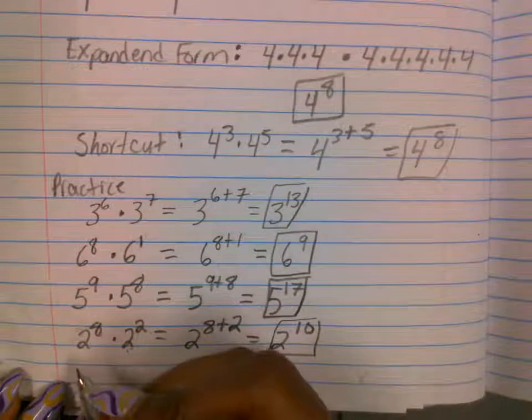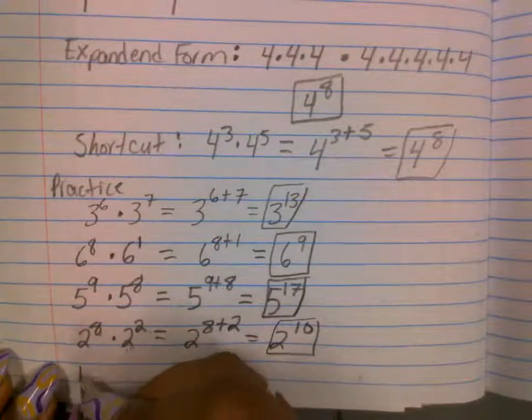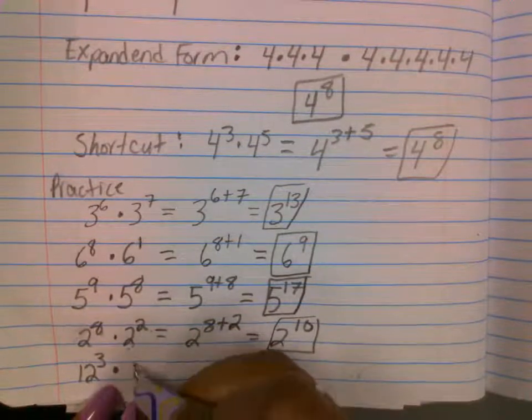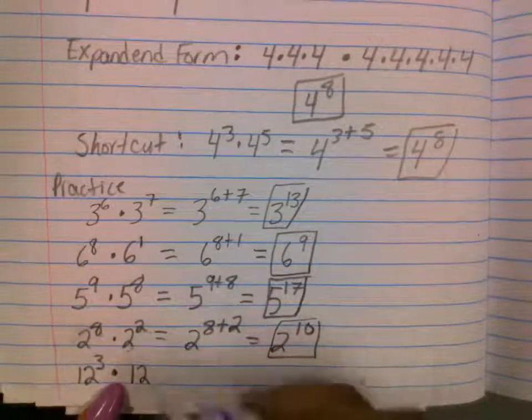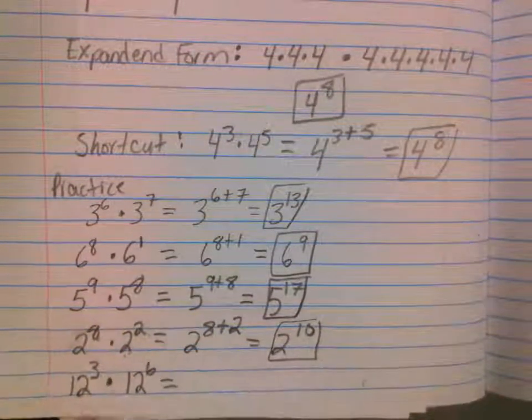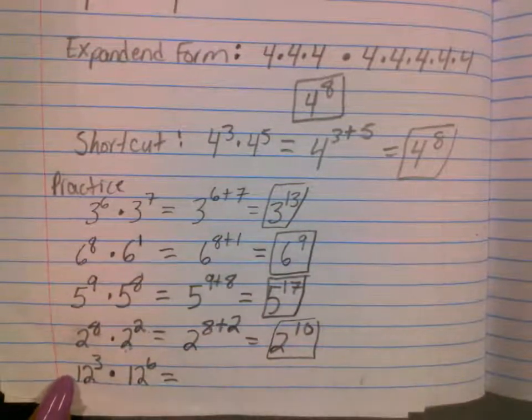Let's do 12 to the 3rd power times 12 to the 6th power. What does this mean, Miss Reyes? That means that 12 is being multiplied. You got a question?